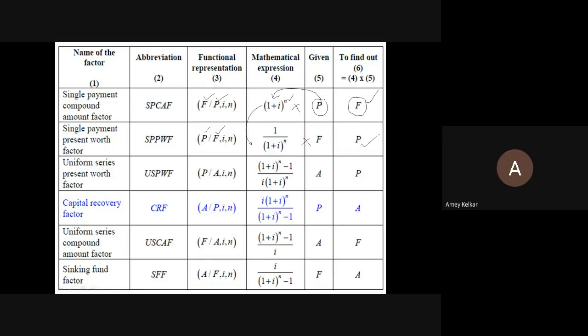Sir, I will go ahead. Yeah, please go ahead. The factor is given by the capital recovery factor, sir. Abbreviation is CRF, and the functional representation is annuity with respect to present worth, A given P, and the mathematical expression is given by i into bracket of 1 plus i raised to n divided by bracket 1 plus i raised to n minus 1. The given is P and finding A, sir. Annuity. Okay.